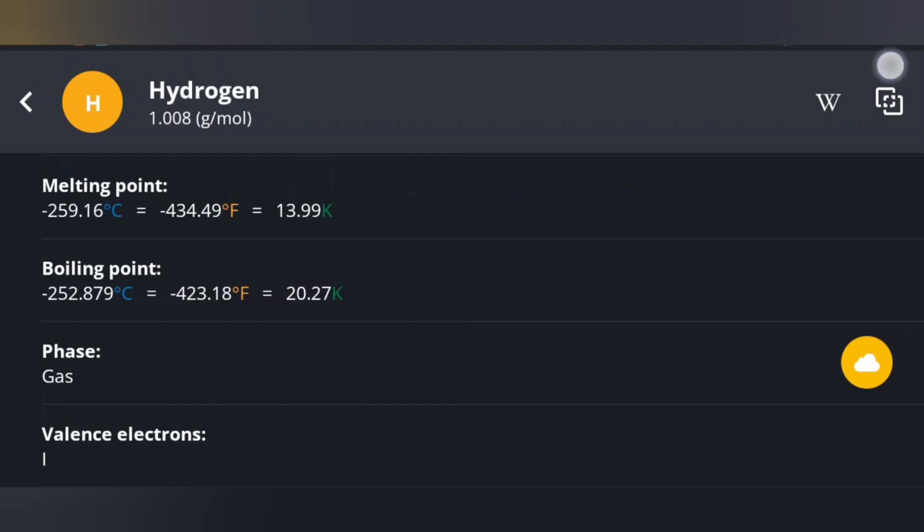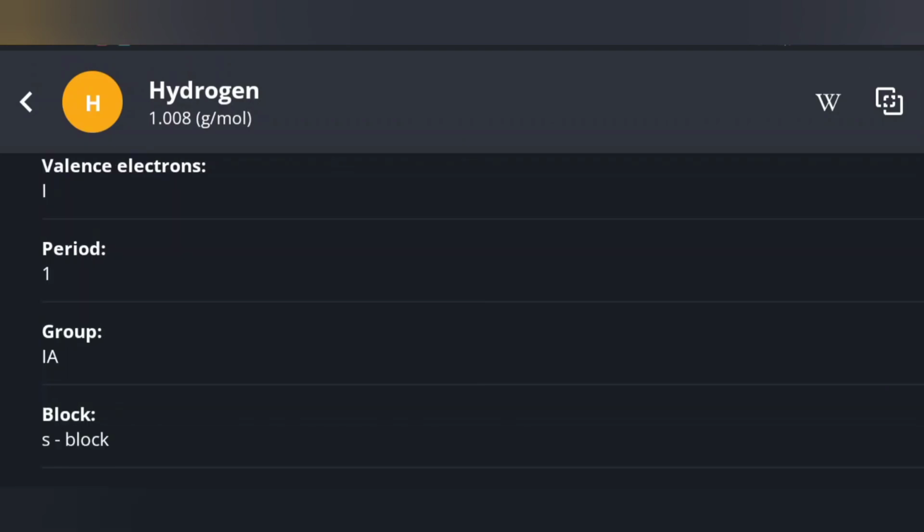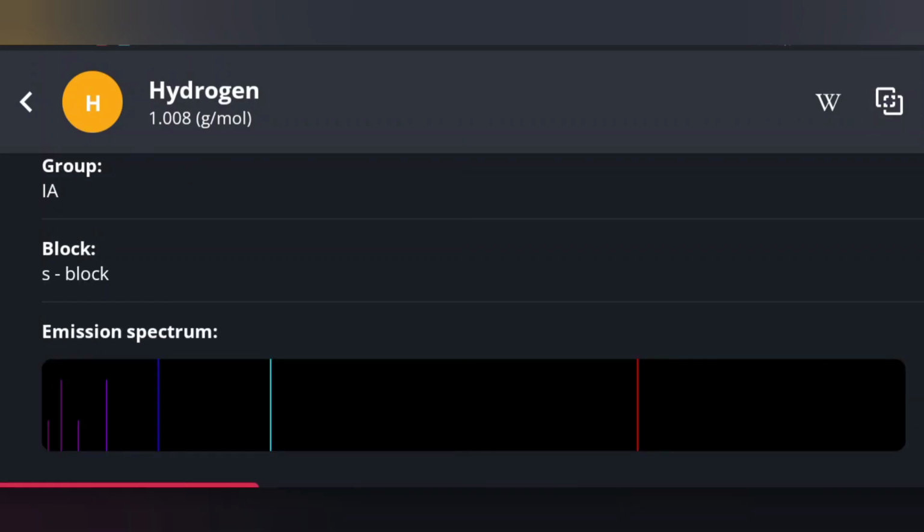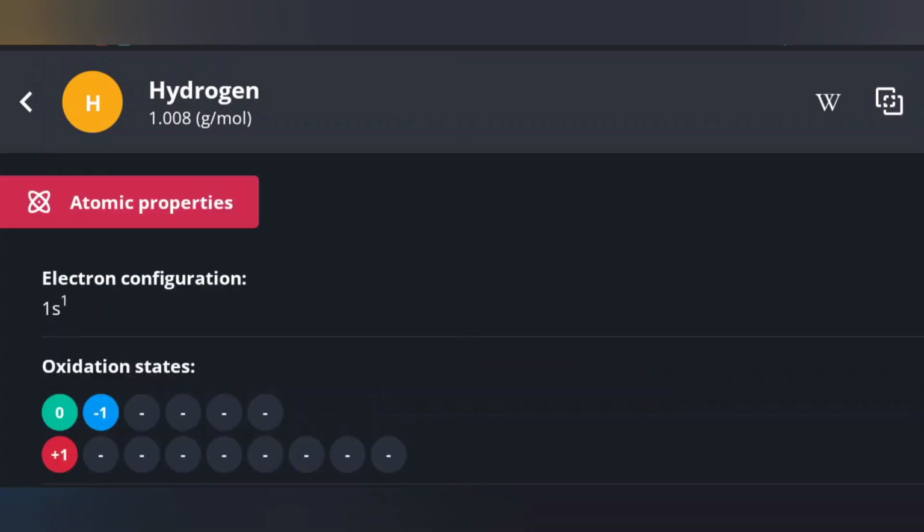It is in a gaseous form and valence electron is 1. In the periodic table, it is present in period number 1, group 1A, and s block, and this is its emission spectra. Now discuss the atomic properties. Electronic configuration is 1s1. Oxidation states: when it is an atom, its oxidation state is 0.